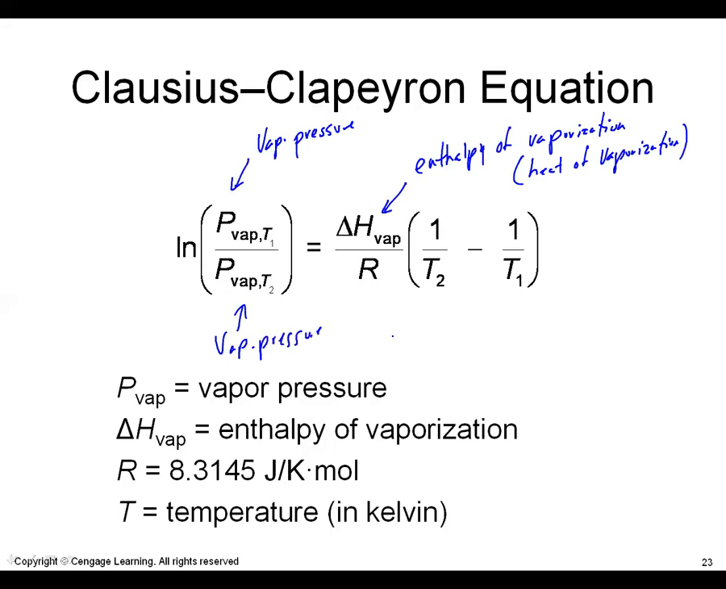This R is the R that has to do with energy, 8.314 joules per Kelvin per mole. These are the two temperatures over here, which also need to be in Kelvin. And we could use this to calculate things like the vapor pressure at a new temperature if we change the temperature of a substance.